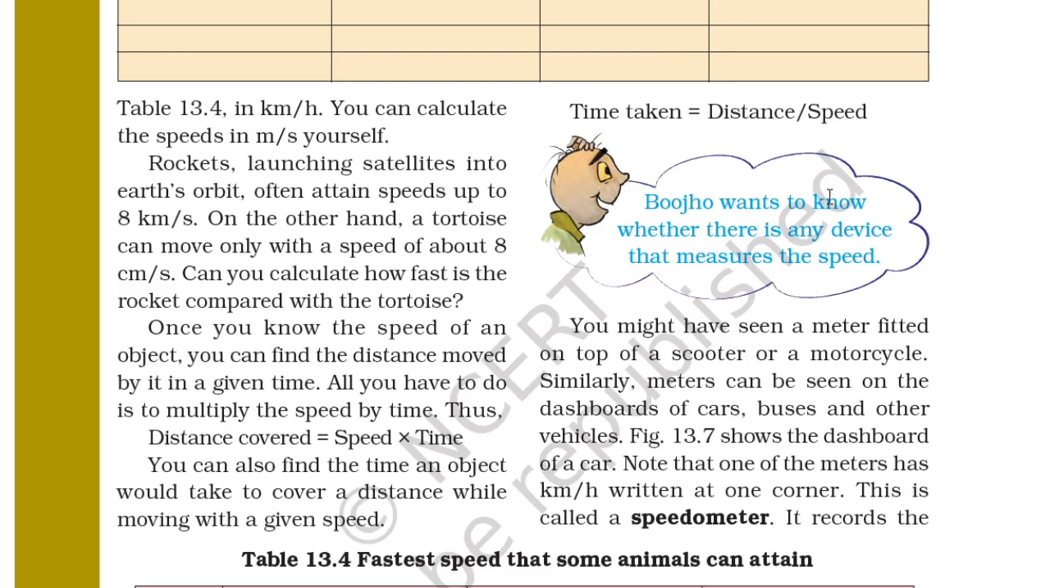Boojo wants to know whether there is any device that measures the speed. You might have seen a meter fitted on top of a scooter or a motorcycle. Similarly, meters can be used on dashboards of cars, buses and other vehicles. So you have seen that in the dashboard of the car, there is a speedometer. Figure 13.7 shows the dashboard of a car. Note that one of the meters has kilometer per hour written on one corner. This is called a speedometer.